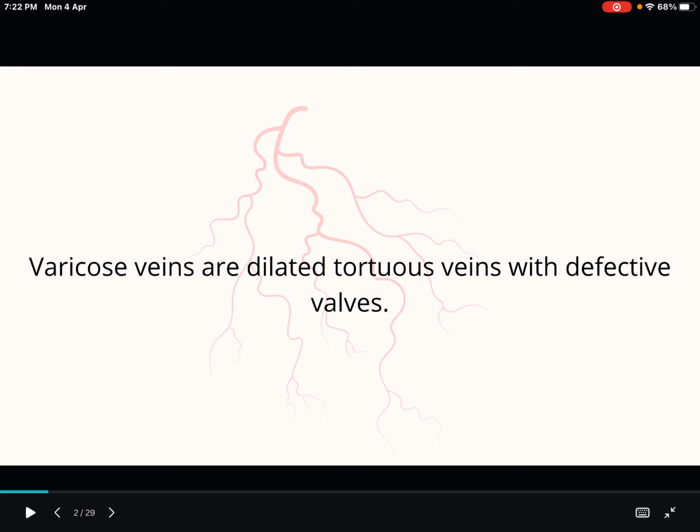What is varicose vein? Varicose veins are dilated, tortuous veins with defective walls. This is a simpler definition. Varicose veins are the dilated, tortuous veins with defective wall.